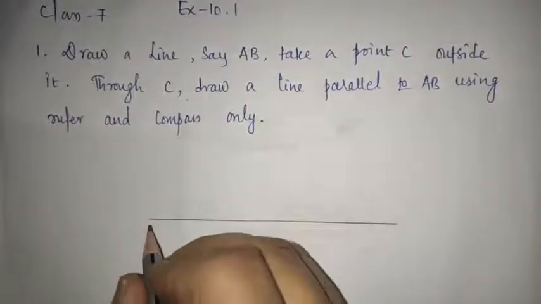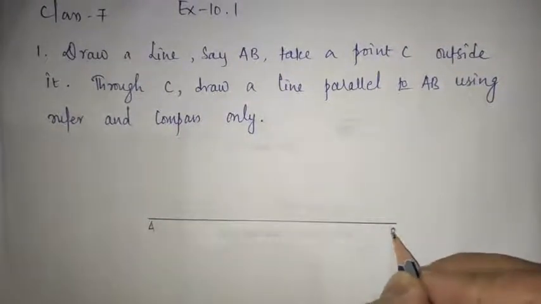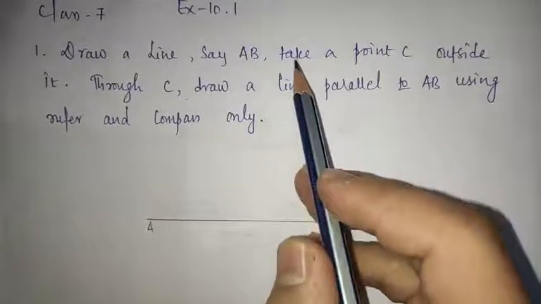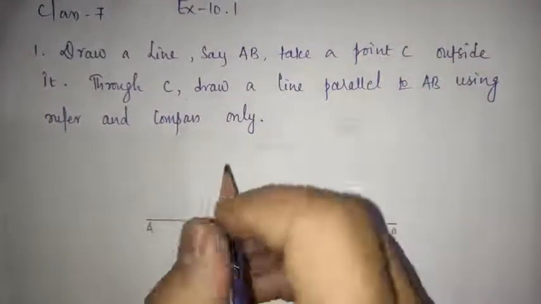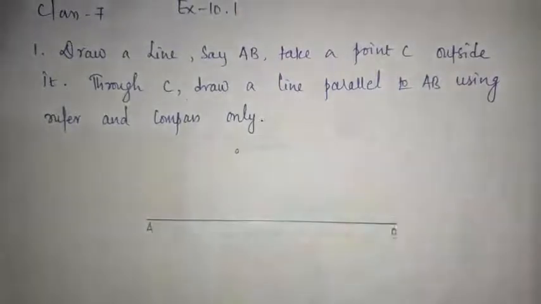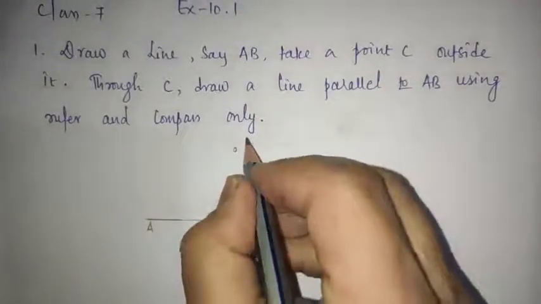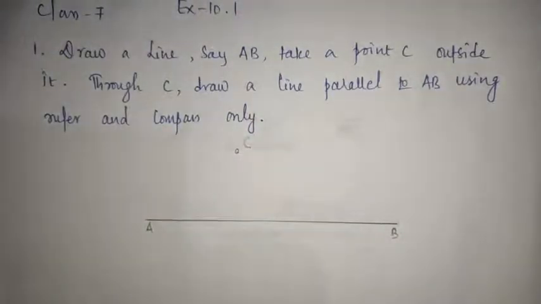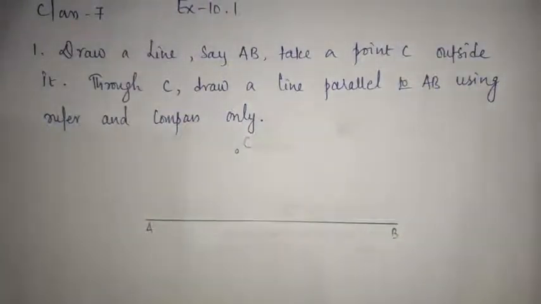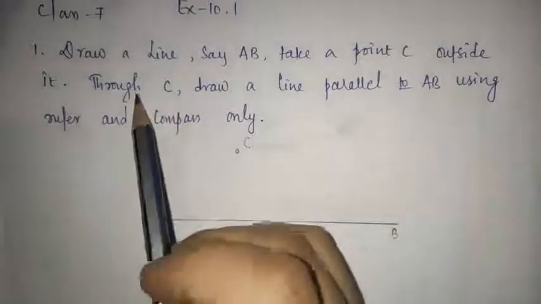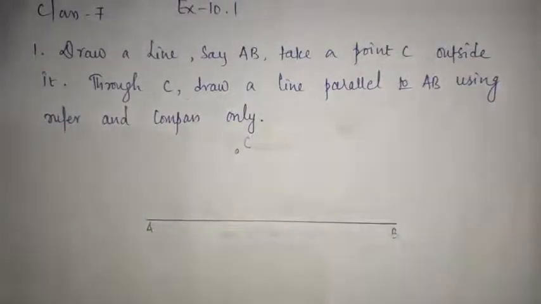You need to mark it also, which is very important. Take a point C outside it, not in between this AB. You have to take a point C which should be outside the AB. Now till here the hint is given. Now the next step should be done by yourself. Nothing is given in the question. Through C you have to make a parallel line, right?